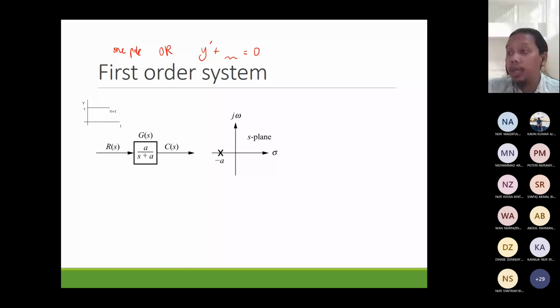Okay, so let's look at a system that has this transfer function, G(s) = a over s plus a. Here we have only one pole, meaning that the system is first order. Firstly, we can plot the pole on the s-plane. We find the pole at minus a, then plot this on the s-plane. You just put a cross on the s-plane and mark minus a. So this minus a here is a pole.